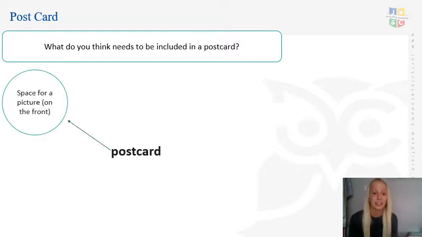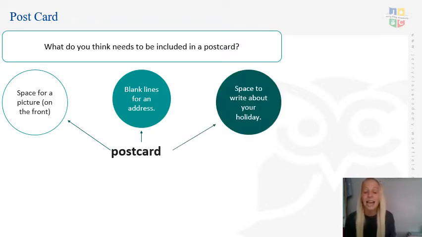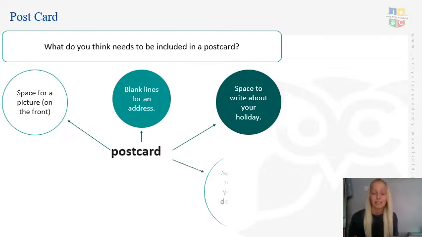Fantastic. So a postcard has space for a picture on the front. This can be a photograph. So if you are on holiday, it might have a photograph of the holiday of where you are, or you could draw your own picture, and it's always on the front and fills up the whole front of the postcard. There are blank lines on the side of the postcard so that you can write an address, which is really important so that the postman knows exactly where to take the postcard. And then on the other half, on the other side, there is space for you to write about your holiday, which is normally where people send postcards from when they're on holiday.